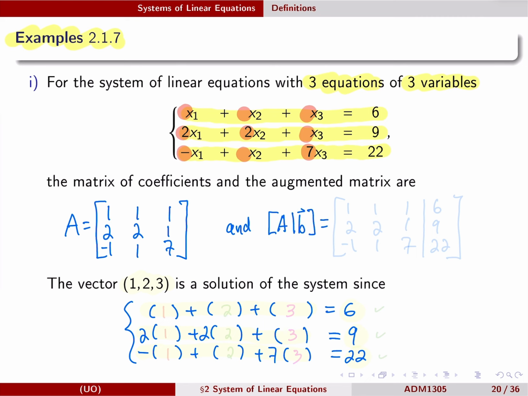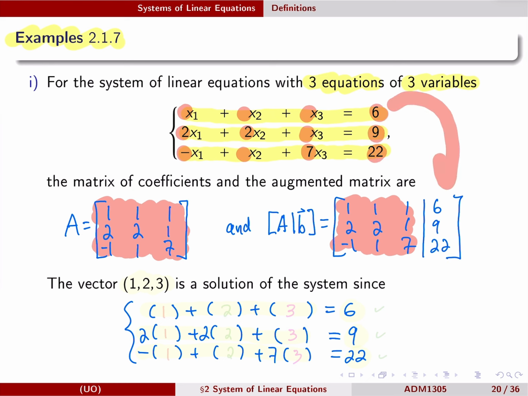So remember, the first part is just that matrix A again. So 1, 1, 1. You can just rewrite that matrix quickly but carefully. So 2, 2, 1, and then minus 1, 1, 7. And then we add an extra column with the constant terms 6, 9, and 22. And that's the augmented matrix.